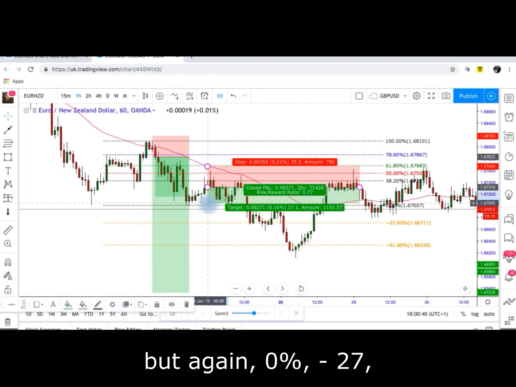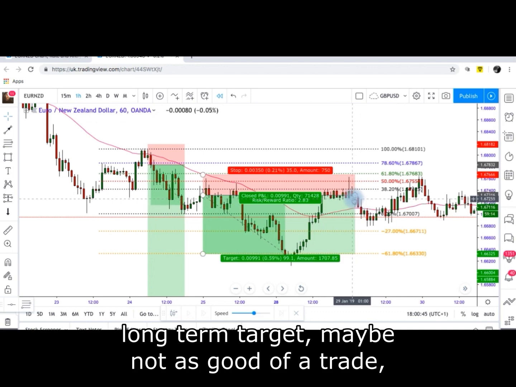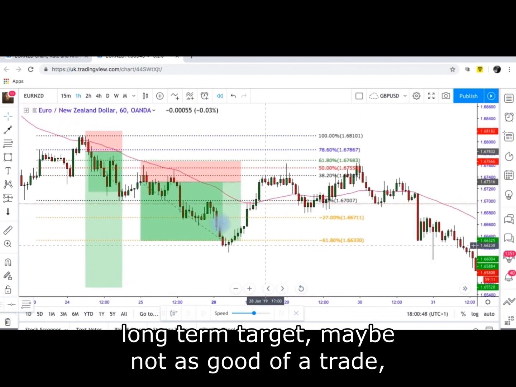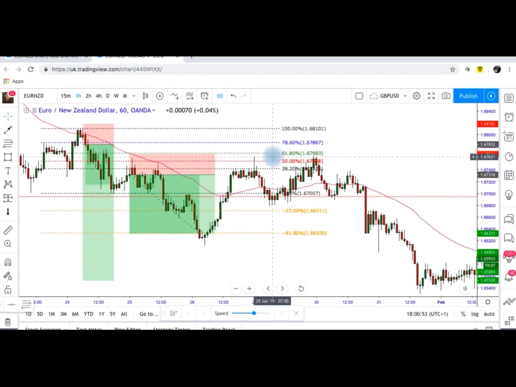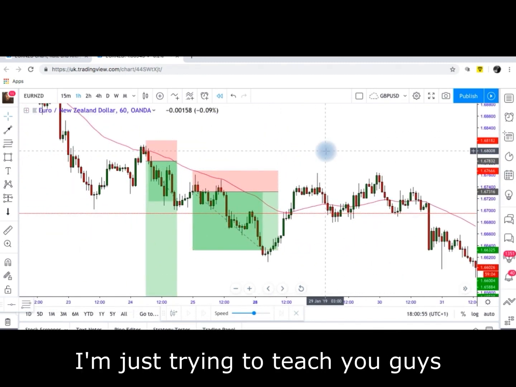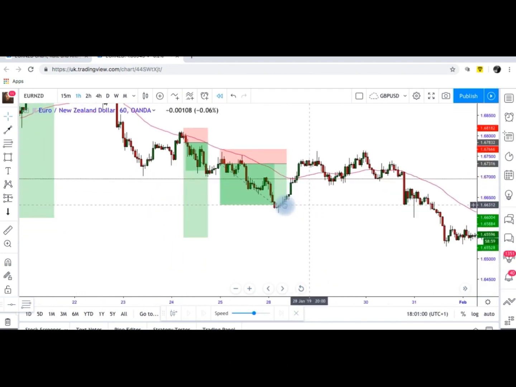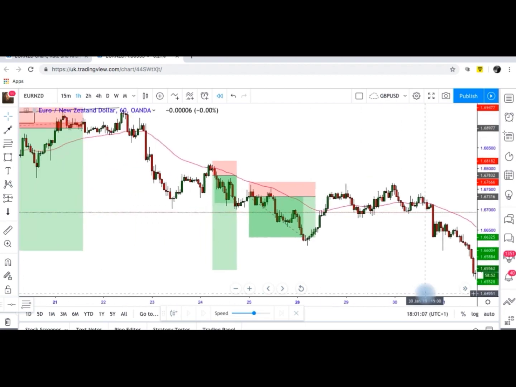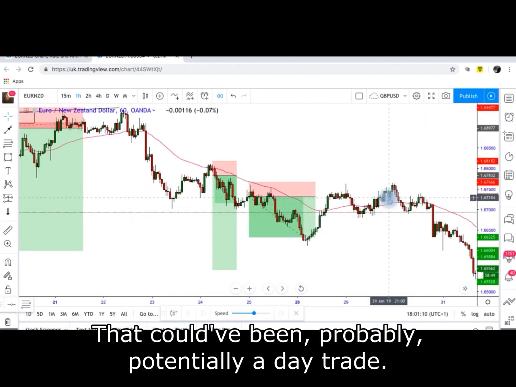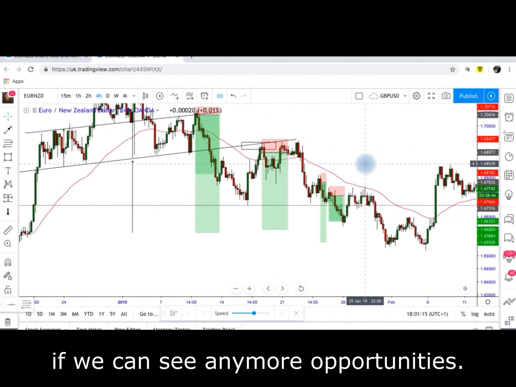But again, 0%, minus 27, long-term target. Maybe not as good a trade because it's quite a messy scaling, but nevertheless, it's still a trade. I'm just trying to teach you guys how to pretty much apply the fib every single time price stops. That could have been potentially a day trade. Now let's scale back out and see if we can see any more opportunities.